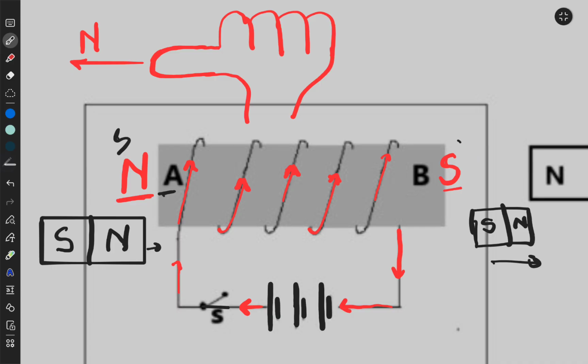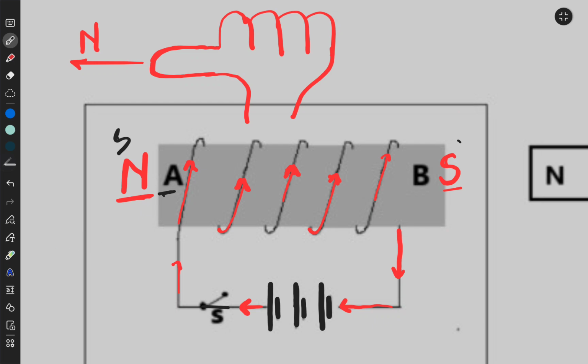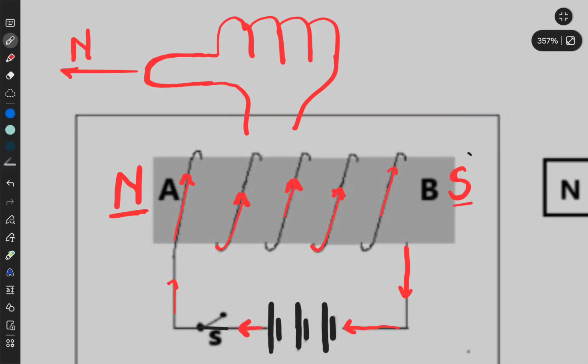So the point I'm trying to drive is it's not always fixed. It's not like a bar magnet. In a bar magnet, you can't change the polarity. But for a solenoid, it changes almost every instant depending on the situation. Okay, that's one thing I want you to know. Don't fix it. It's not like a bar magnet. Don't think of it as a fixed thing.